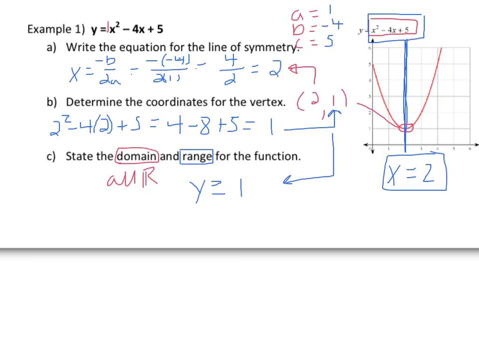And this is working out these questions given a graph to help us with the process. And this ends lesson 8.2 video 3.